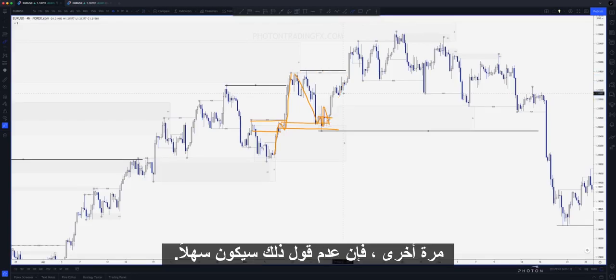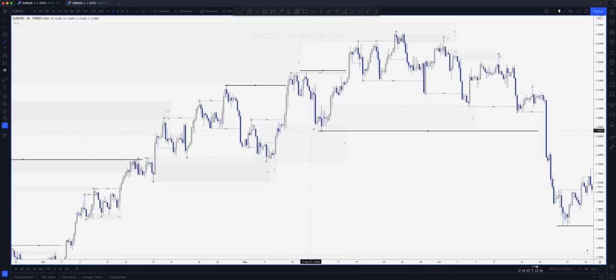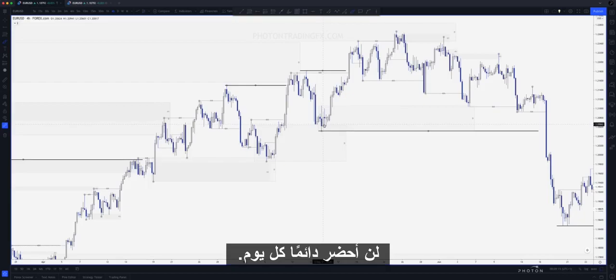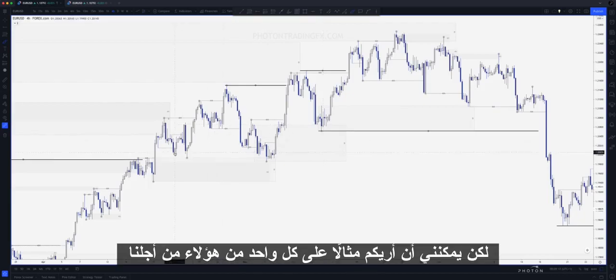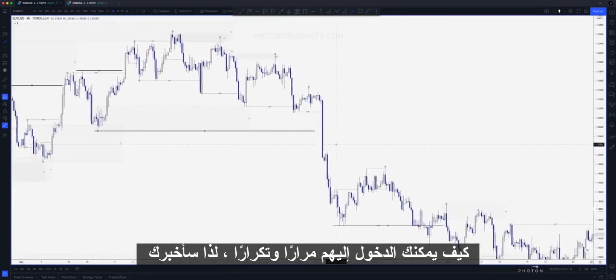Now, again, not saying these will be easy. You're still going to have to deal with the psychology of holding on to those big trades and trying to hold on to as much volume as possible. And obviously these pro swing trades are not always going to come along every single day, but I can show you an example on every single one of these 4-hour pullbacks and these higher lows or lower highs in the bearish trending market of how you can get into them time and time again.